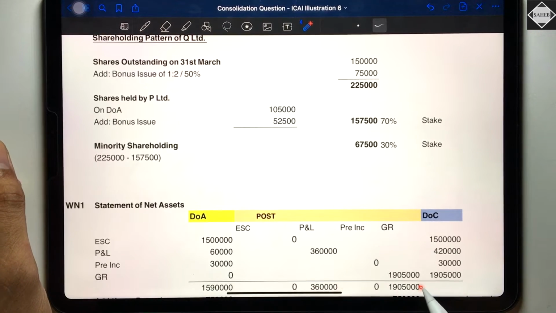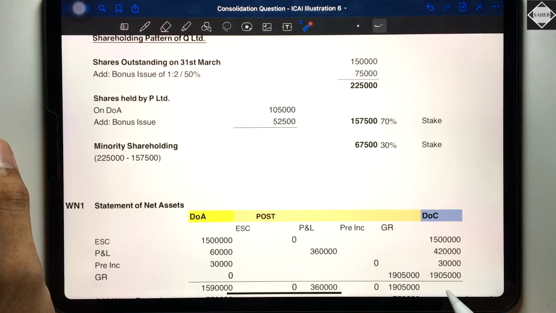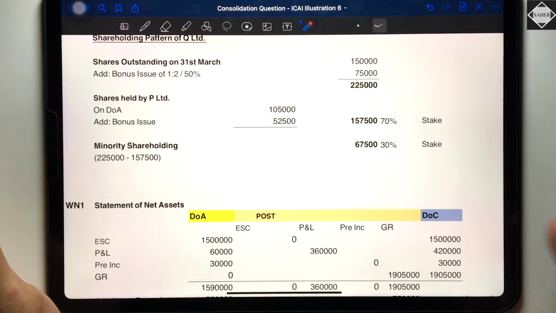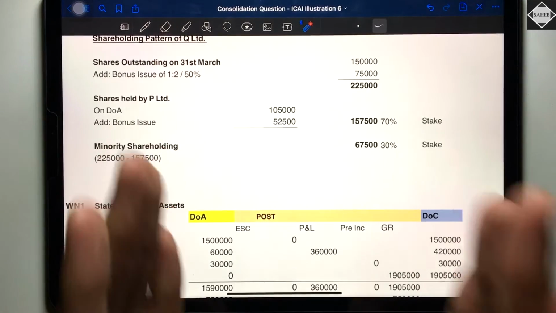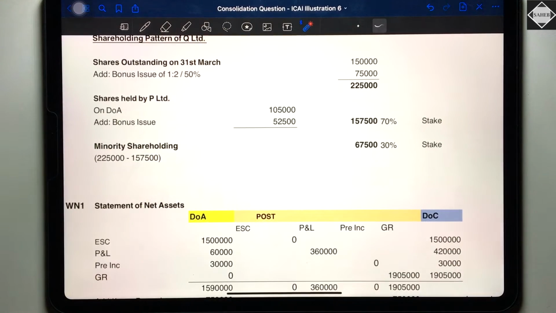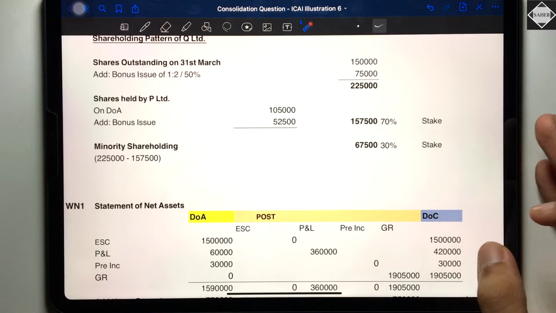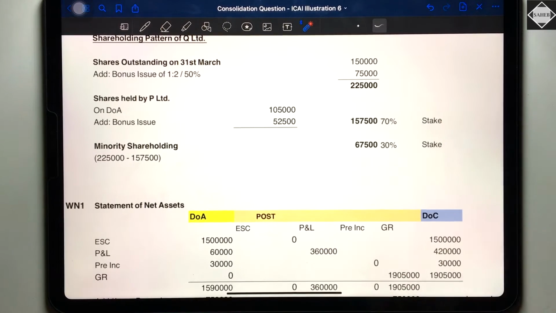3,60,000 over here. 19,05,000 over here. Date of consolidation purpose is over, so this is not there. This will be nil. The purpose of DOC was just to facilitate the comparison, to make us understand how much is the movement in the post column properly. Fine. After this, you have to start with the bonus adjustment.